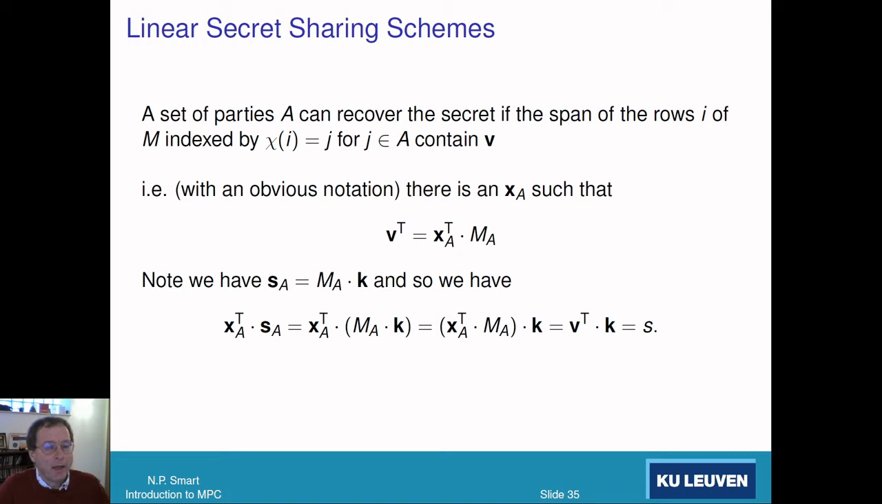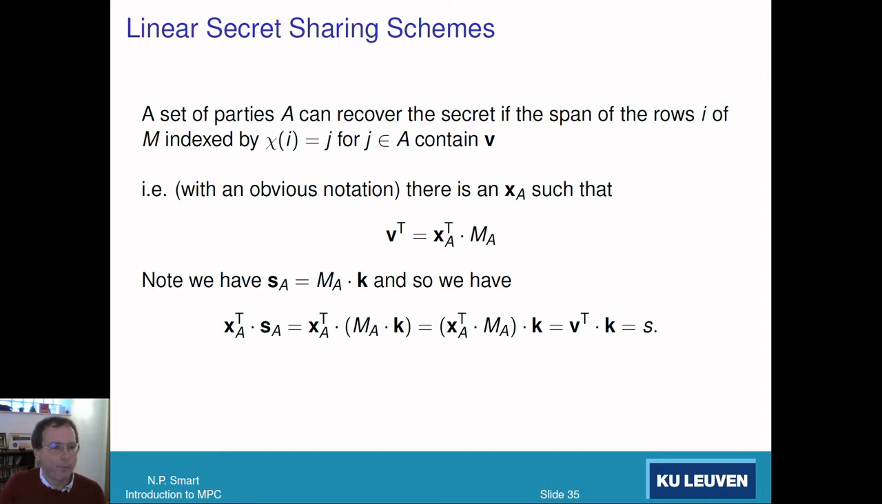And why is that? That's because if V is contained in the row span of this submatrix M sub A, then there exists a vector x sub A such that the target vector V, which is part of the definition we had on the previous slide, is equal to x sub A times M sub A. What that means is that the shares the parties have, which we can think of as M sub A times k, just their set of shares corresponding to the rows they have, where M sub A is the matrix with only their rows in it. Then if we take the dot product of the vector x sub A with those shares, we get the secret out just by elementary linear algebra. So we can think of this x sub A vector as the recombination vector.